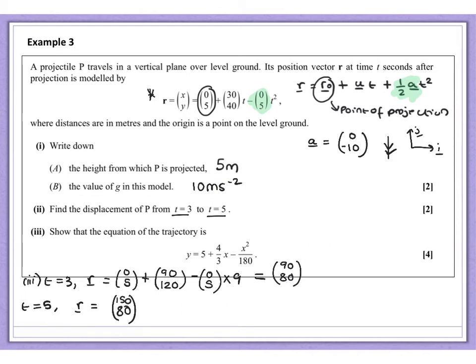So we can see that they have the same y component but different x components. So if we imagine the journey of the particle, at t equals 3, it's at a point with coordinates 90, 80, and at t equals 5, it's at a point with coordinates 150, 80. So the displacement between these 2 points is this vector here, and it's simply equal to 60, 0.